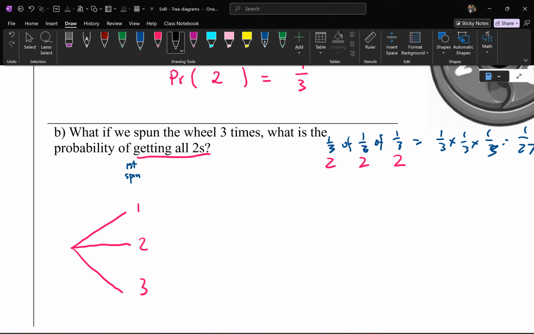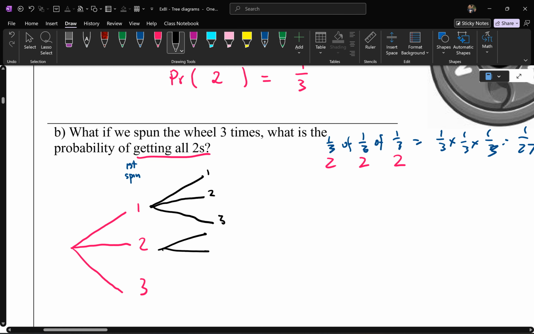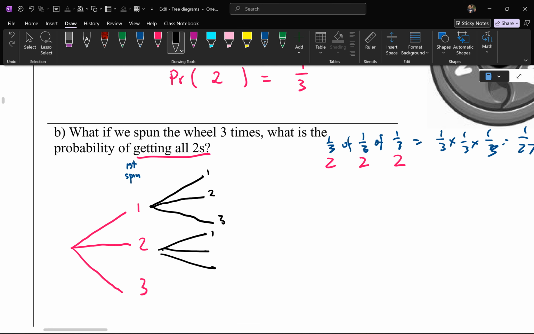But then, after you got your first spin, you do it the second time. Now the second time, you still have 3 options. So it'll be another 1, 2, or 3. So far, you either have a 1,1, 1,2, or 1,3. If you spun it 2 times, you could also have gotten a 2 on the first go, and a 1 on the second, or a 2 on the second, or 3 on the second.